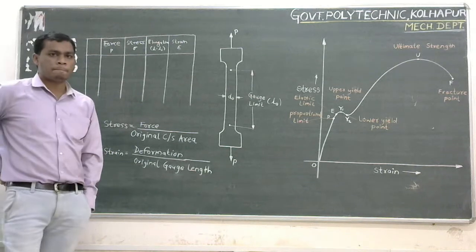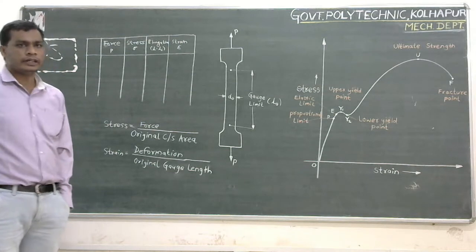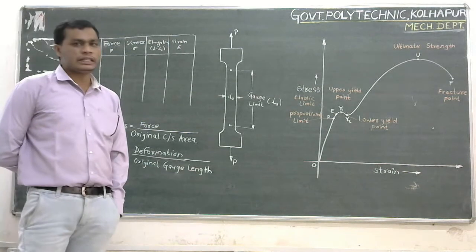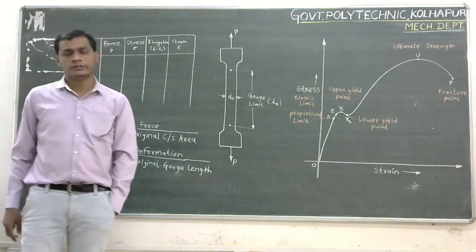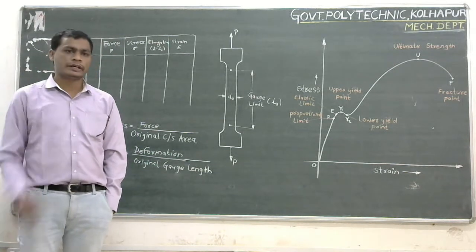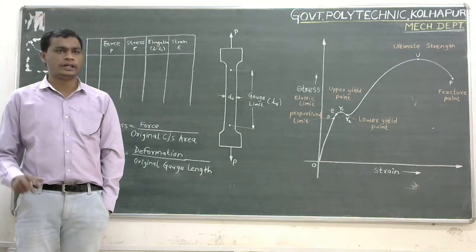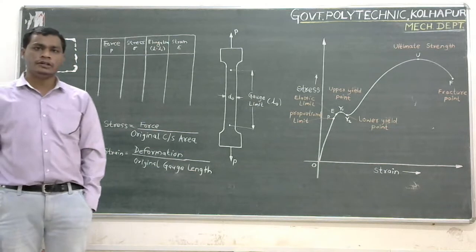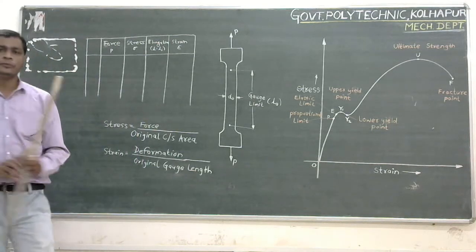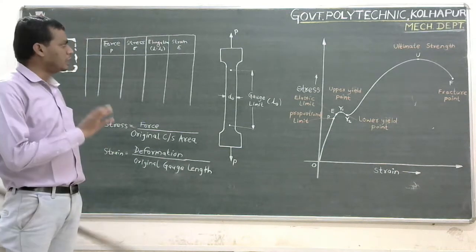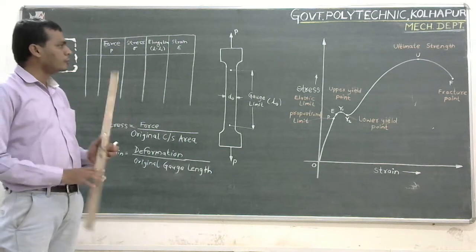Hello students. In today's lecture we are going to start the second unit, that is engineering materials. Go through the syllabus for the second unit. In the second unit there are 4 points in your syllabus. First point is stress strain relationship for ductile material and for brittle material. So in today's lecture we are going to study the stress strain relationship for ductile material.